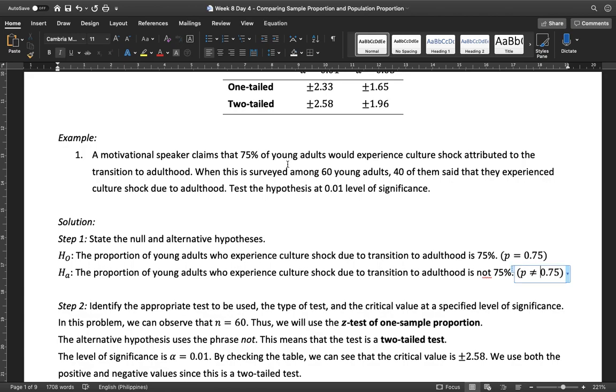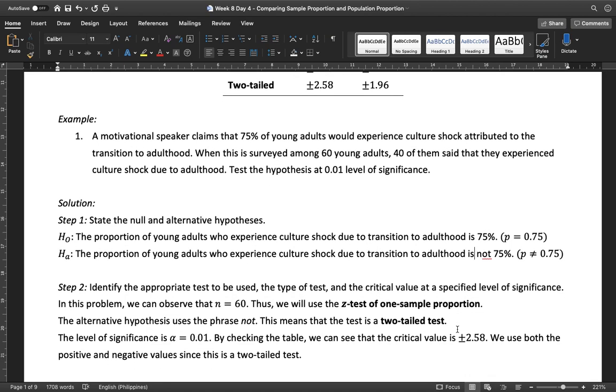Bakit not equal sign? Kasi dun sa claim, ito yung claim, di ba? It claimed that 75% of young adults will experience culture shock attributed to the transition to adulthood. Wala namang nabanggit na more than or less than. So, kapag ganun ang case, we just write here not 75%. It's either less than or more than. Basta hindi equal kay 75%.